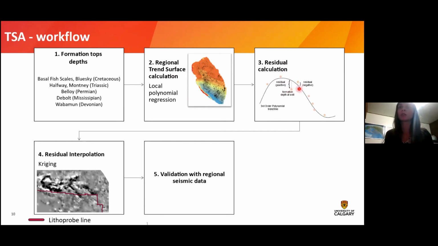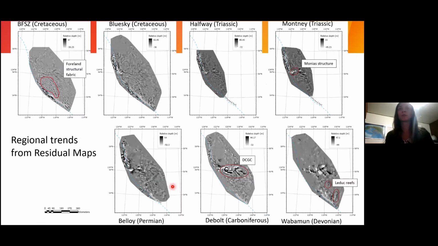So those are our residuals, which indicate some small changes or linear patterns for some of those structural features. So once we have those residuals, we can interpolate those to create the residual maps, which help us to express those structural trends. And finally, those residuals are validated with the regional seismic data that is available in this study. So I'm just showing here those residual maps for all the formations that I mentioned before.